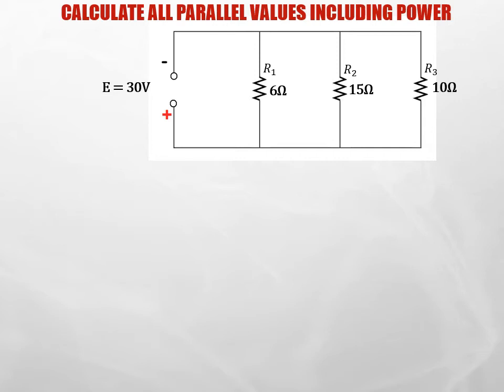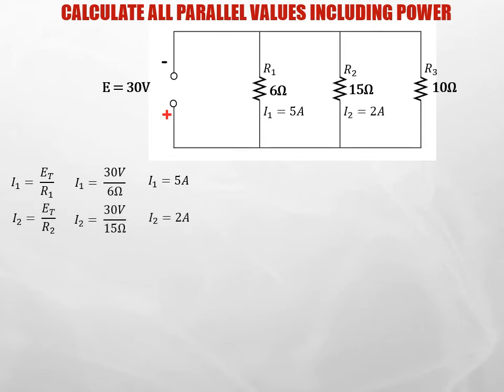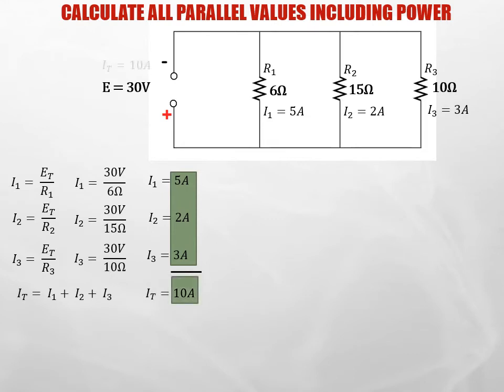Hopefully you've had enough time to complete this problem. So, using basic Ohm's law, we can calculate each of the branch circuit currents. In the first branch, you'll have 5 amps. In the second branch, 2 amps. In the third branch, we'll have 3 amps. The total circuit current is the sum of the individual branch currents. So if we add those up, we end up with 10 amps.